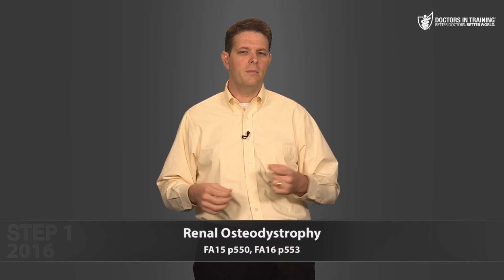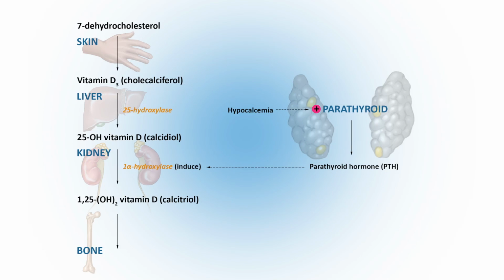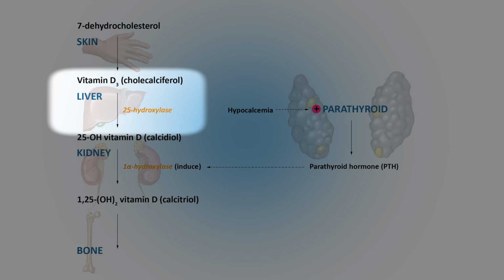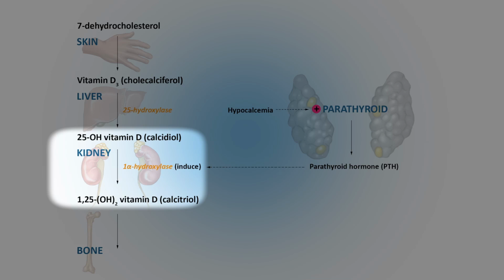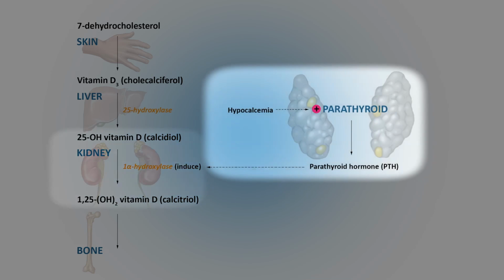Let's spend a moment thinking through renal osteodystrophy. The kidneys are responsible for activating vitamin D by adding a hydroxyl group to 25-hydroxy vitamin D to make 1,25-dihydroxy vitamin D, or calcitriol, which is the biologically active form of vitamin D. So in kidney failure, this activation doesn't take place as efficiently, which means the patient can't absorb calcium as well in the GI tract. And then as serum calcium decreases, the parathyroid glands produce more parathyroid hormone.